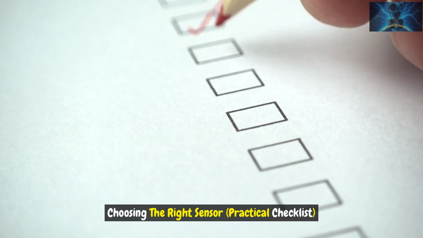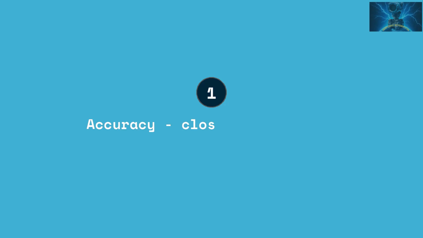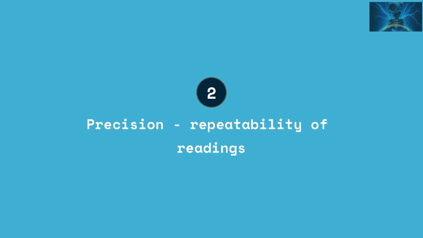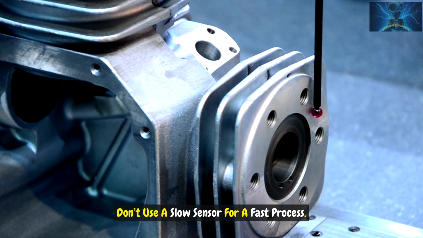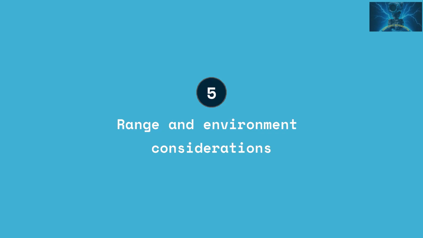Choosing the right sensor, practical checklist. Accuracy, how close to the true value. Precision, how tight the readings are to each other. Repeatability. Response time, how quickly it follows changes. Don't use a slow sensor for a fast process. Selectivity. Does it respond mainly to what you want, or to other things too? Light, heat, vibration?